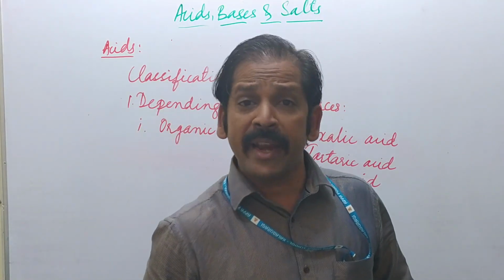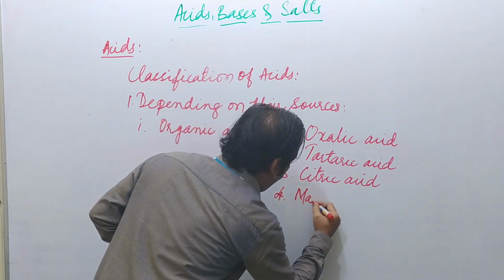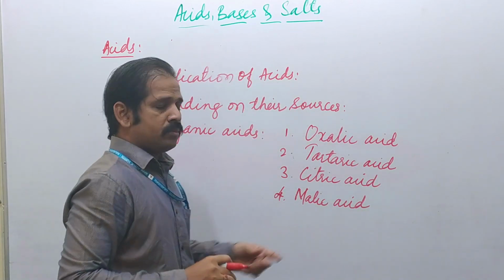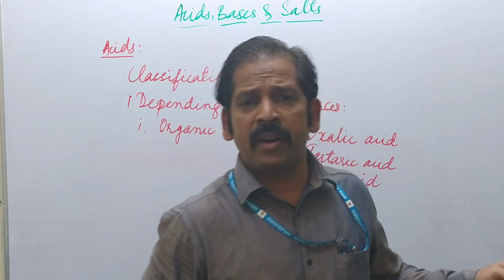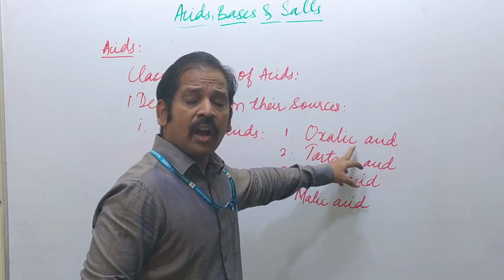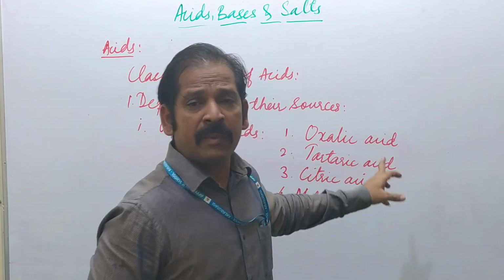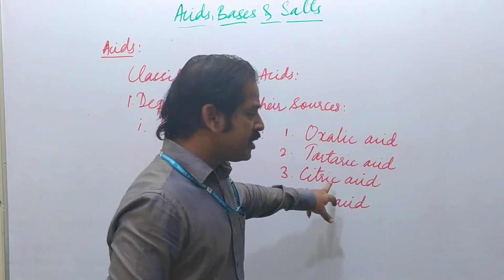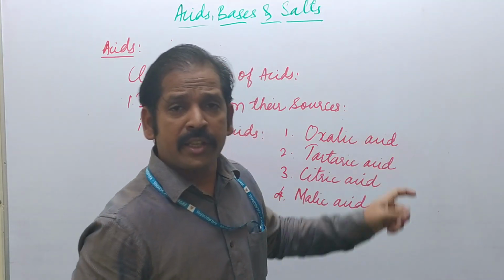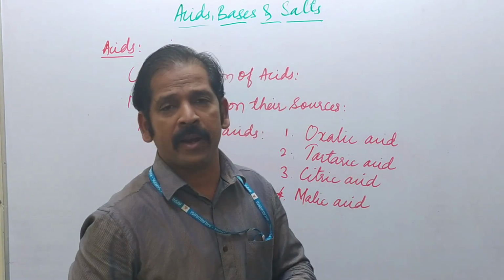Next one is malic acid. Malic acid is available from the apple. So see here: oxalic acid is available from the tomato, tartaric acid from the tamarind, citric acid is present in orange or lemon, and malic acid is present in the apple.